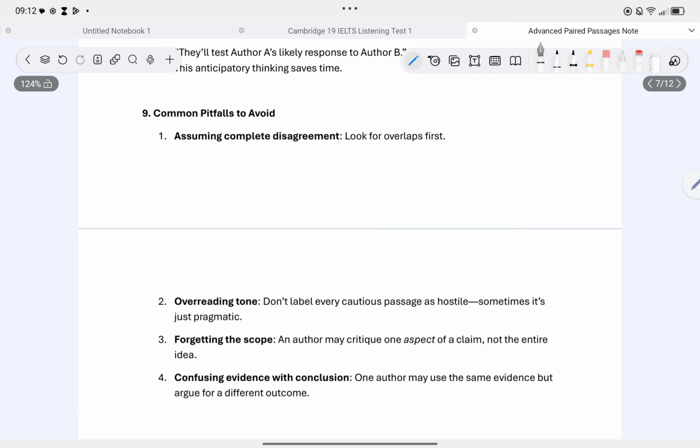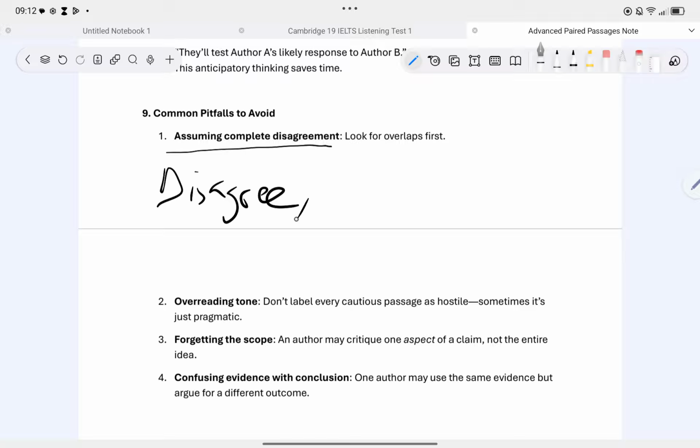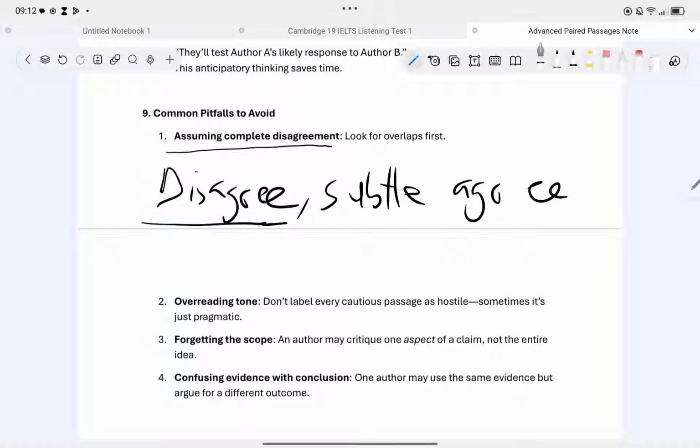Common pitfalls to avoid. Don't assume complete disagreement. At times, they agree, but they agree in a subtle way. There are times when they obviously disagree at the surface level, but they also have subtle aspects in which they agree. Like the one we just read. They disagree on which is more important, but there's a subtle agreement that yes, space exploration actually has benefits.